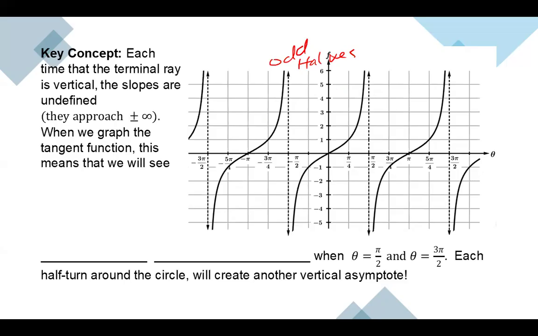Okay, so this means that we will see vertical asymptotes. So our blanks are vertical asymptotes when theta equals pi over 2 and 3 pi over 2 and every half turn of the circle from there on after. Make sense?